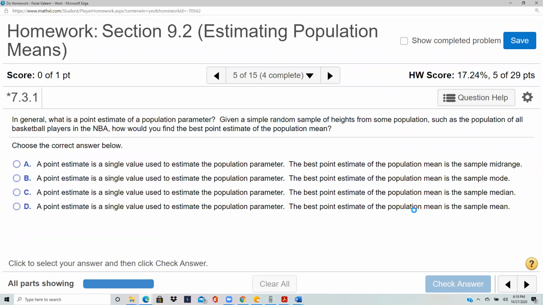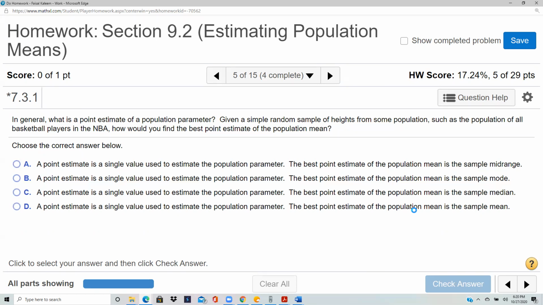What's the point estimate of a population parameter? So a point estimate, okay, and then they say given a simple random sample from some population, such as population of all basketball players in the NBA, how would you find the best point estimate of the population mean? So point estimate is a single value, and that's based on the sample.